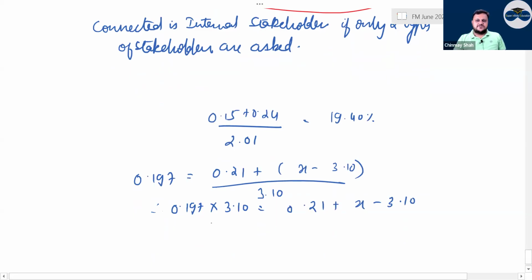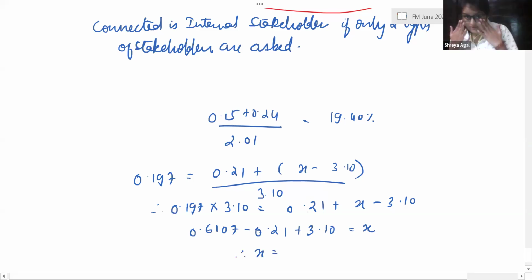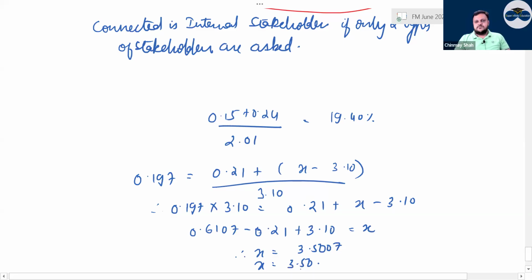0.197 into 3.10, how much is this? Shreya, tell me. 0.6107. So 0.6107 is equal to 0.21 minus 3.10 plus x. This 0.21 becomes minus 0.21 here, and minus 3.10 becomes plus 3.10, is equal to x. Therefore, x is equal to how much? 3.5007, or 3.50. Correct? Is it okay? Tell me.